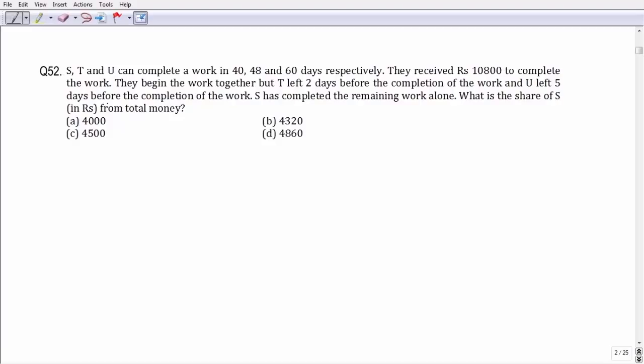It says that S, T and U can complete a piece of work in 40, 48 and 60 days respectively, and they have received rupees 10,800 to complete the work. They begin the work together, but T left 2 days before the completion of the work and U left 5 days before the completion of the work. Now S has completed the remaining work alone, so we have to find out the share of S.